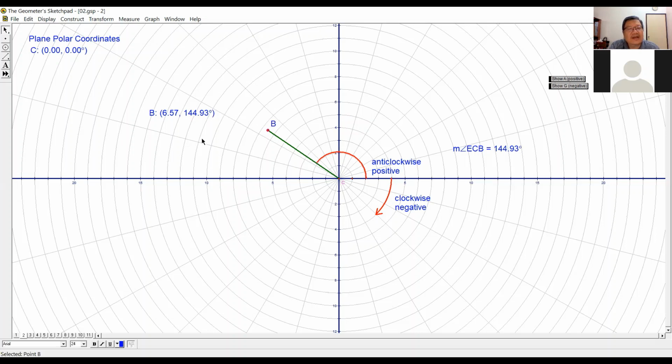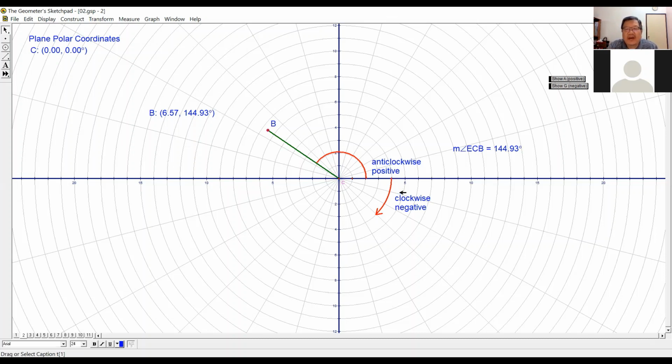I can actually move this point B here, and you can see the radius, the distance between the center and the point B, is 6.57 units, or meters. If it's meters, then it's meters, but the angle is now 144.9 degrees. So there are two numbers that define the position of a point. You turn through an angle, then you shoot out the distance. These are the coordinates in the polar system.